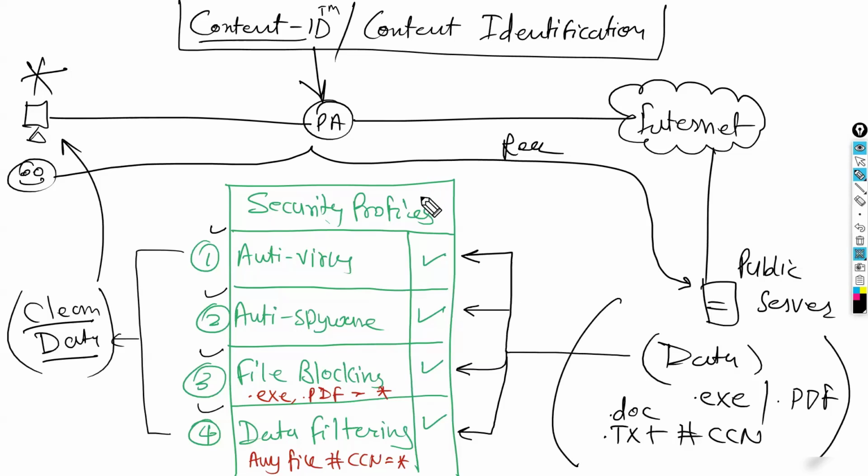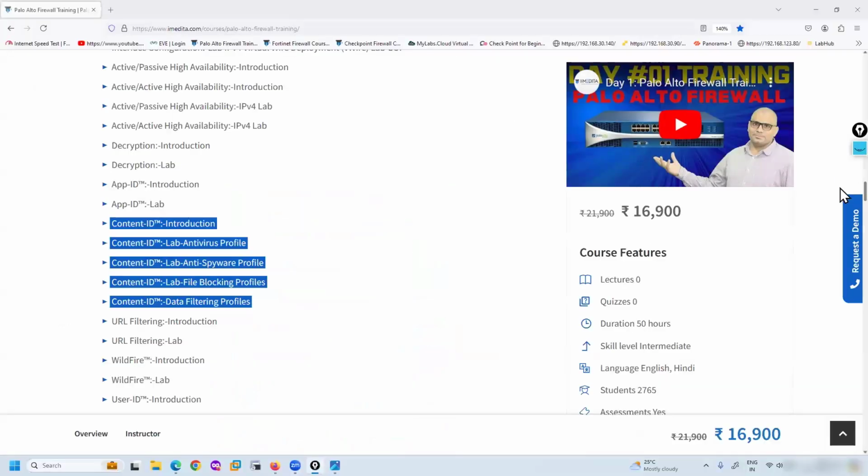Clear? But remember it will work perfectly when you have enabled decryption. Normally, it will work on plain text data. If you do not enable decryption, then an attack can go under the SSL tunnel. So if you want the policies to be implemented under the SSL tunnel, we have to enable decryption, which we have discussed earlier. Clear? So this was something about your Content ID.